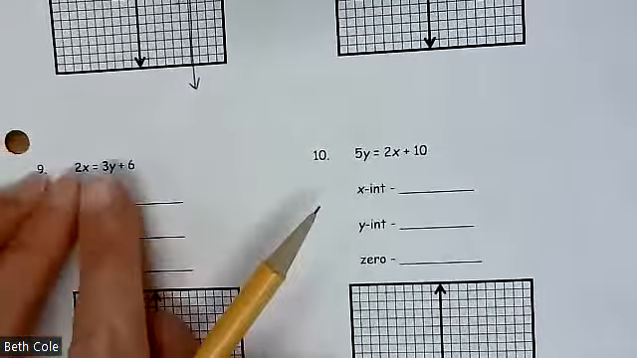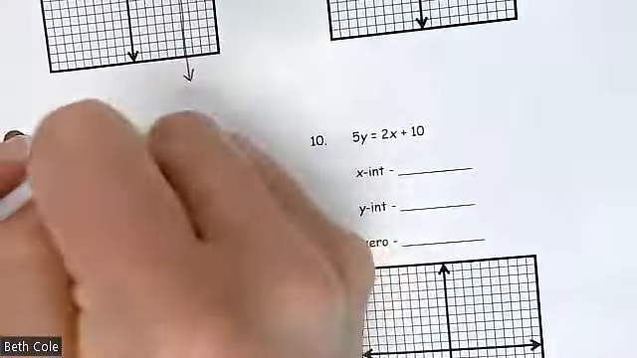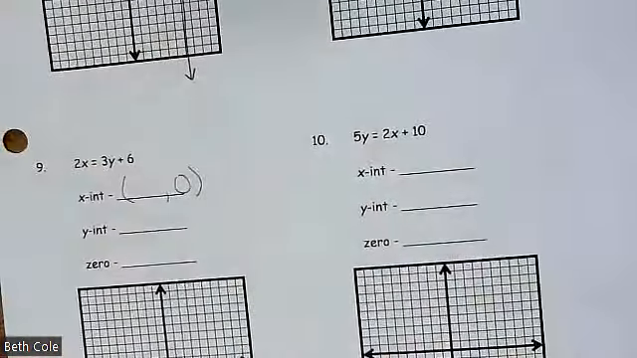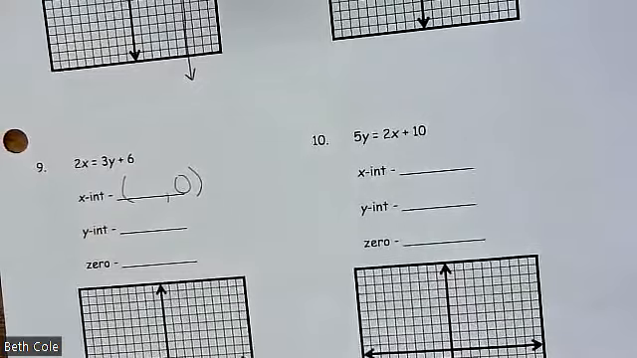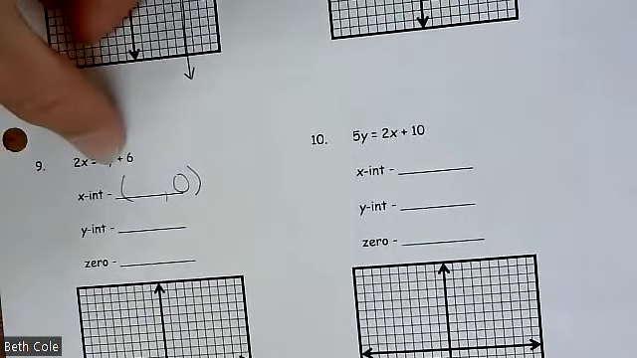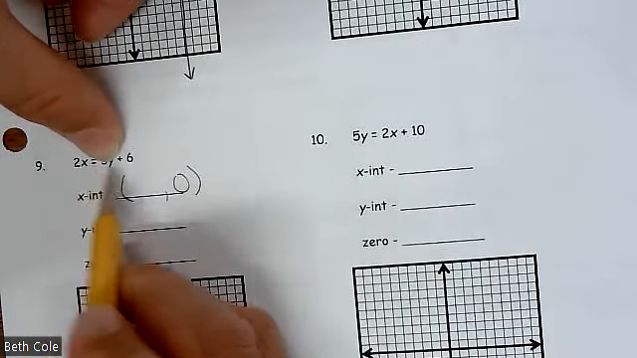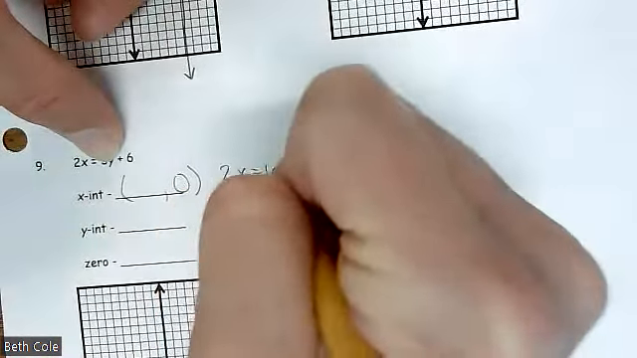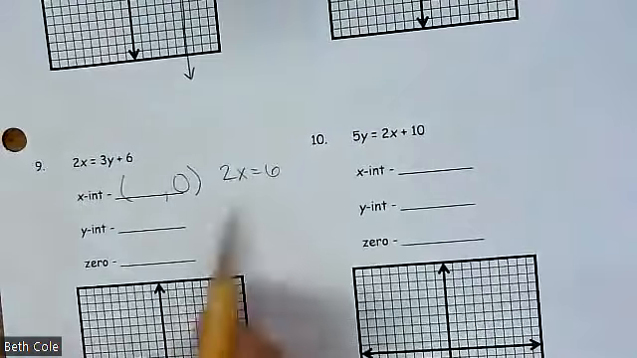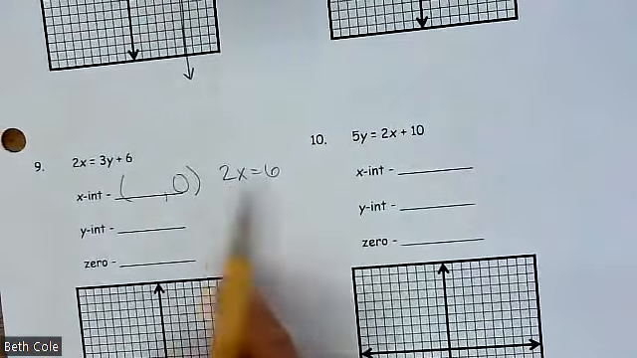All right, now we're back to both having an x and a y. All right, x-intercept. You're going to plug in 0 for y. Just watch. I'll cover it up. If you cover up y, you're left with 2x equals 6. So what is our answer? 3.